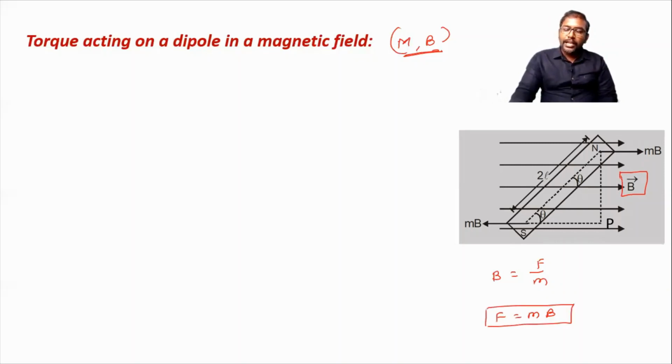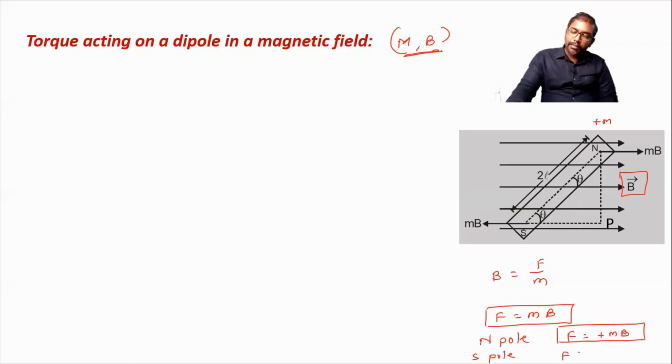Now N pole having a pole strength plus M. So force acting on N pole is plus MB. And force acting on S pole, for S pole, pole strength is minus M. So force is minus MB. So here I can show both the forces in a diagram.